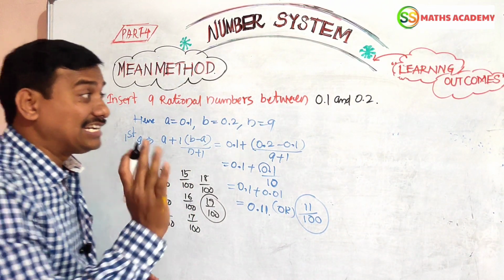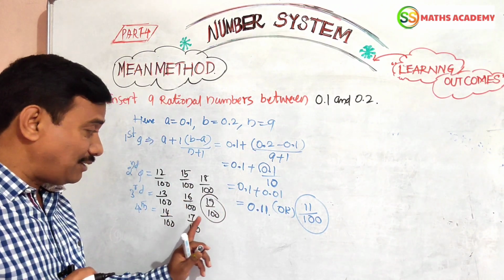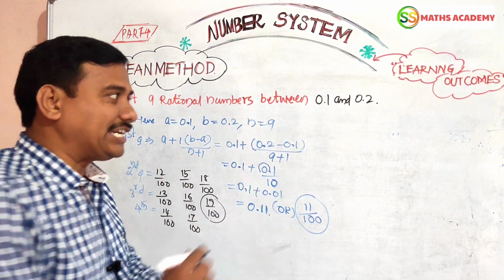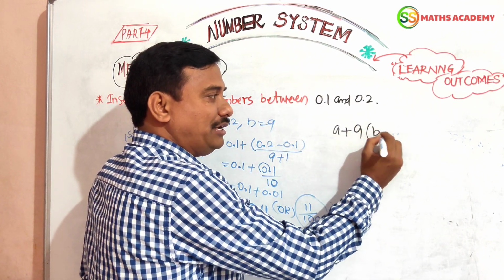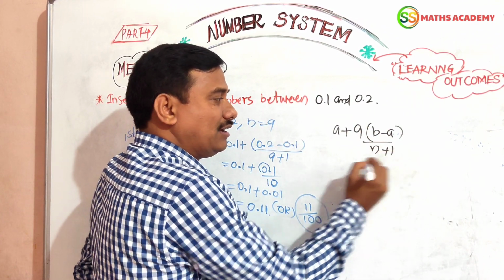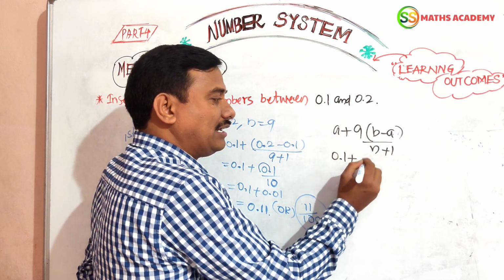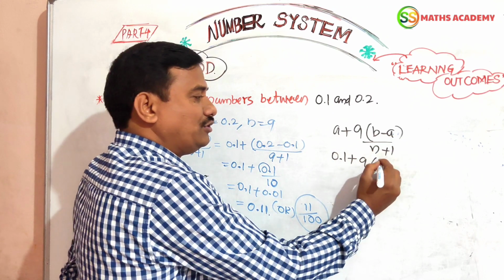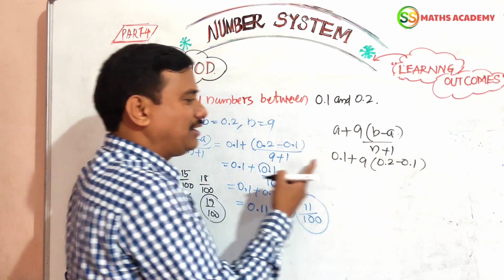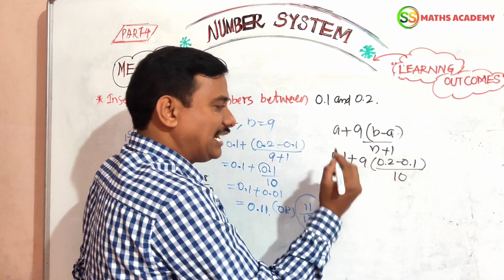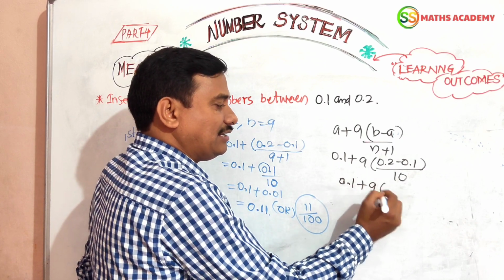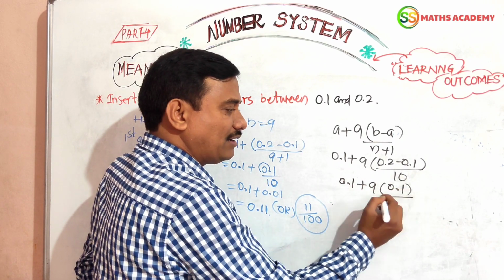I should check the 9th rational number. The 9th rational number is 19 by 100, no? Let me check it here. In place of the 9th rational number, 9 times (b minus a) by (n plus 1), added to a. A value 0.1, b minus a is 0.2 minus 0.1 because b is 0.2 and a is 0.1, by n plus 1, that is 9 plus 1, 10. The subtraction of these two is 0.1 by 10.